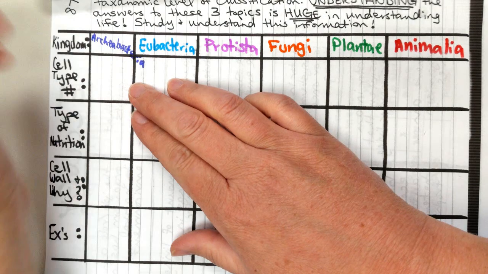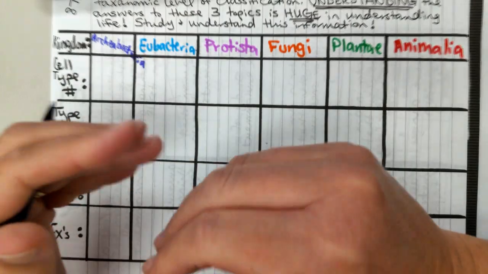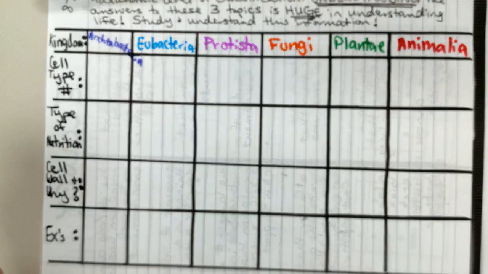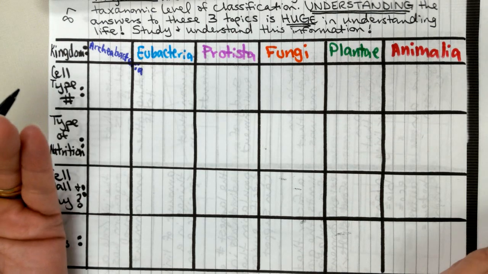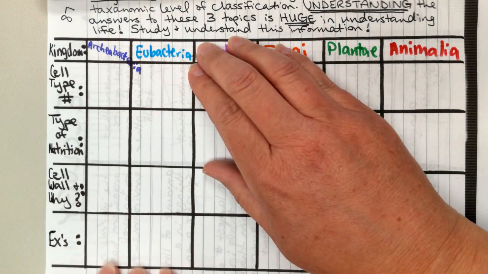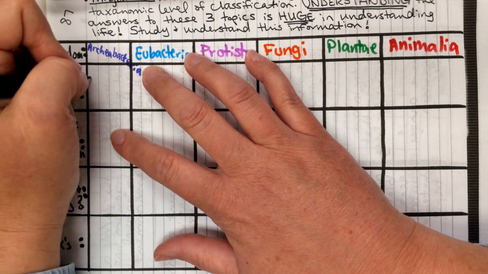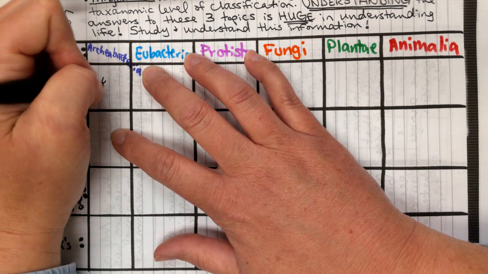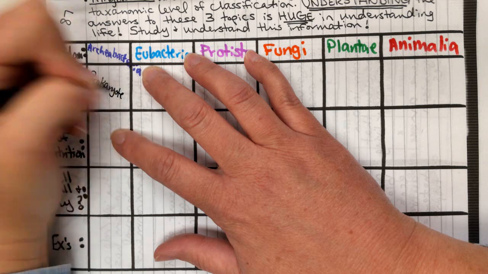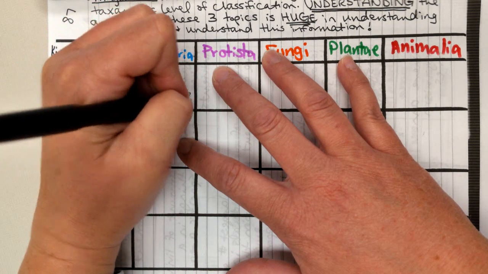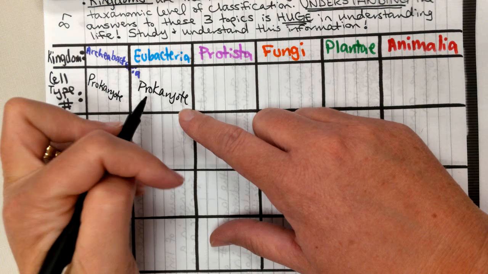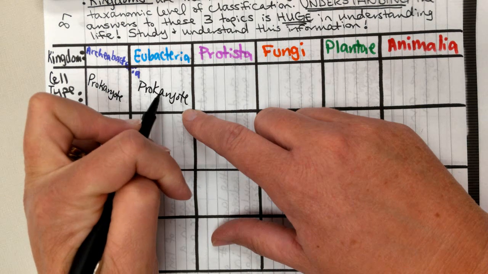So let's start with the type of cells. We've talked about if you take every single living thing and put it into two main groups of cells, you can either say they do or do not have a nucleus. These two kingdoms right here are both prokaryotes. Make sure you know what that word means. Pro means before, karyon means nucleus.